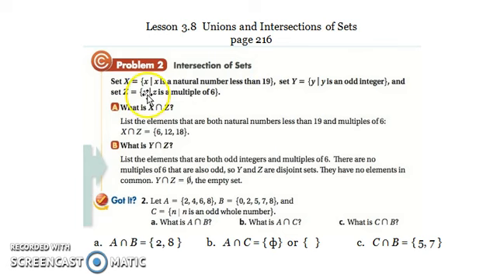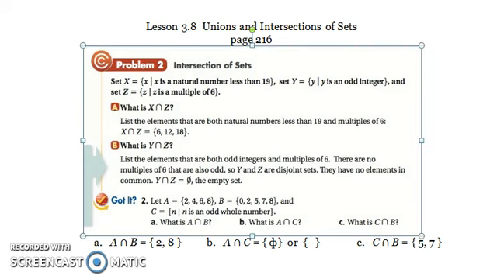So, for example, if x is a natural number less than 19, that's any number less than 19, 0 through 18. Y is an odd integer. Okay, so that means any positive or negative odd number. And z is a multiple of 6, which means z can be 6, 12, 0, negative 6, negative 12. It doesn't say it has to be positive or negative.